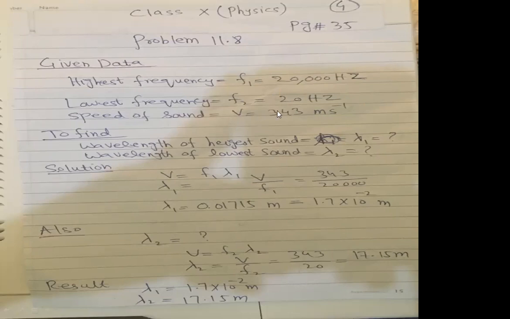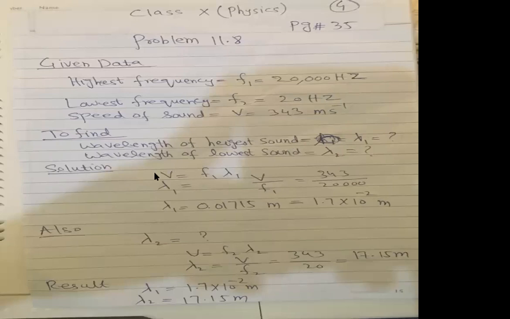Speed of sound is also given to me. V is equal to 343 meters per second. Assume the speed of sound in air at 20 degrees Celsius is 343 meters per second. What we need to find is the wavelength of the highest sound. Wavelength is denoted by lambda. For the highest sound, I take it as lambda 1. For the lowest sound, I will take it as lambda 2. These two things are required.